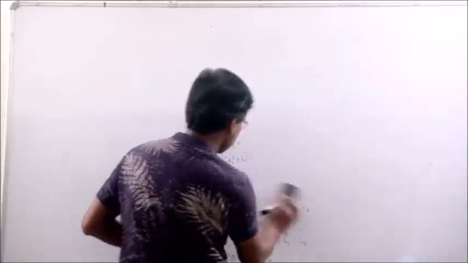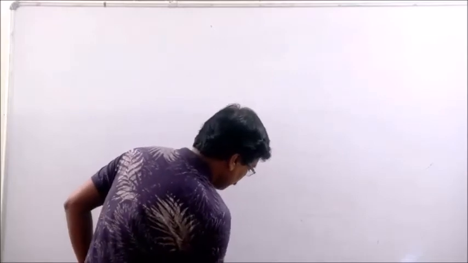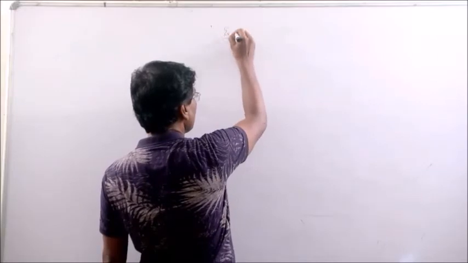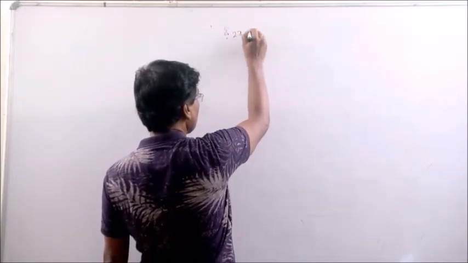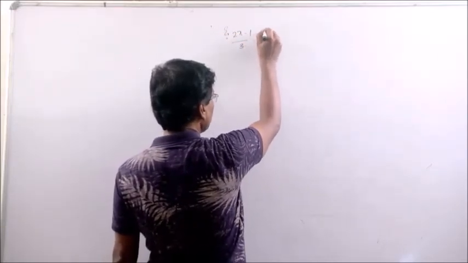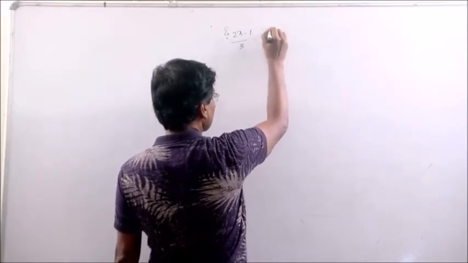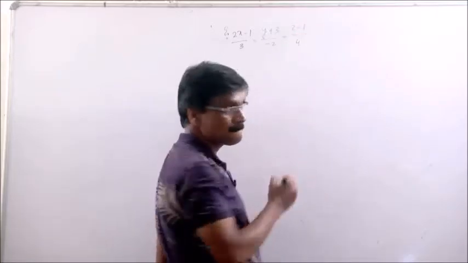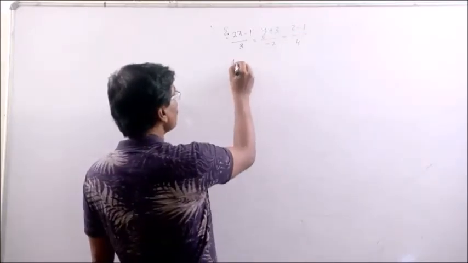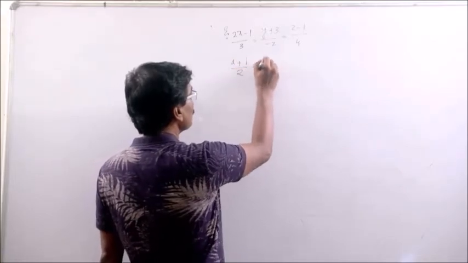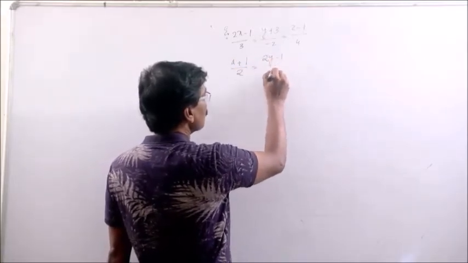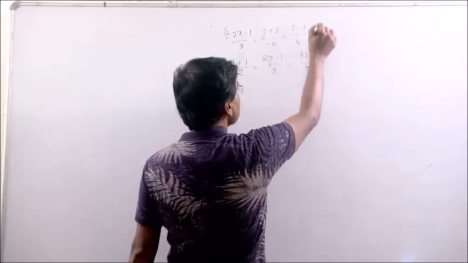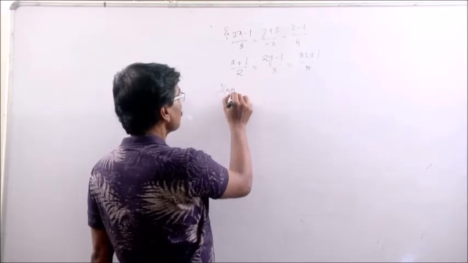So, take one example. The two lines are, say, (x minus 1) by 3 is equal to (y plus 3) by minus 2 is equal to (z minus 1) by 4, and (x plus 1) by 2, (2y minus 1) by 3, (3z plus 1) by 5. Find the angle between the two lines.